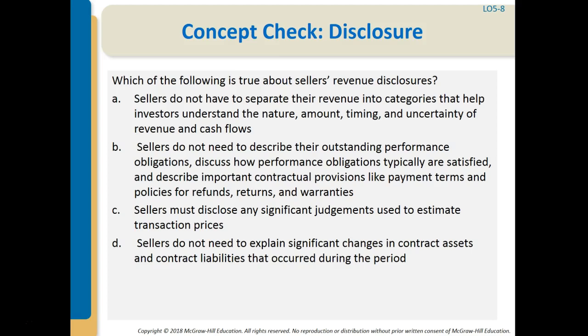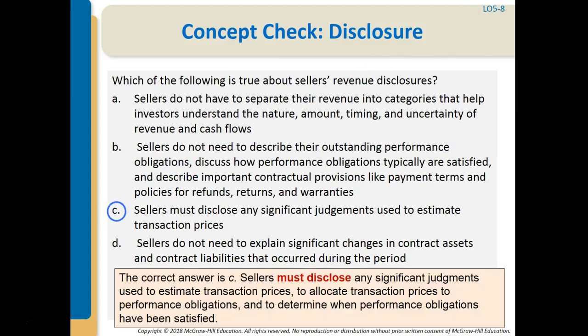Or B, sellers do not need to describe their outstanding performance obligations, discuss how performance obligations typically are satisfied, and describe important contractual provisions like payment terms and policies for refunds, returns, and warranties. Or C, sellers must disclose any significant judgments used to estimate transaction prices. And then D, sellers do not need to explain significant changes in contract assets and contract liabilities that occurred during the period. Well, which of these is true?